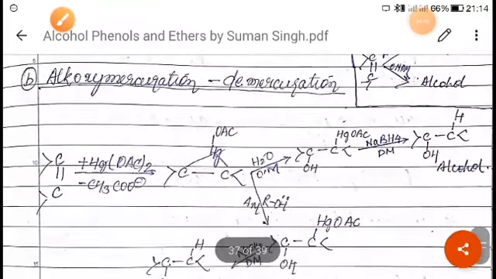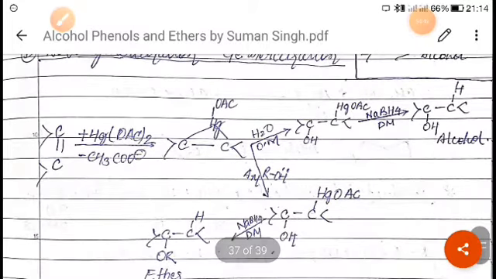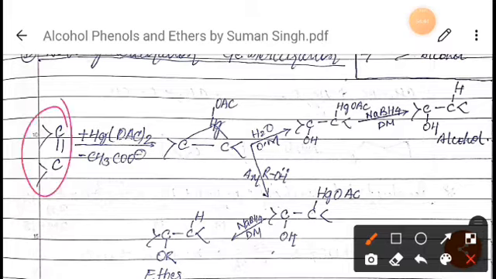Now next one is oxymercuration and demercuration. It is very easy. First of all, we are using this with alkene, right? In presence of Hg(OAc)2 or Hg(CF3COO)2, what will we get? We will get this, right? Hg will come, OAc will come here, and the double bond will break.